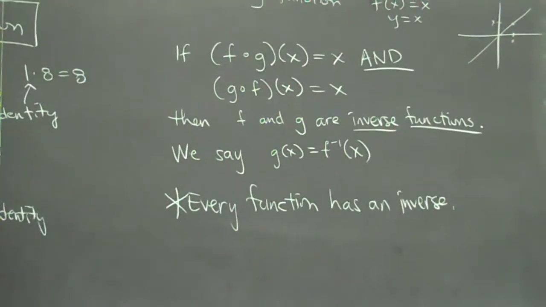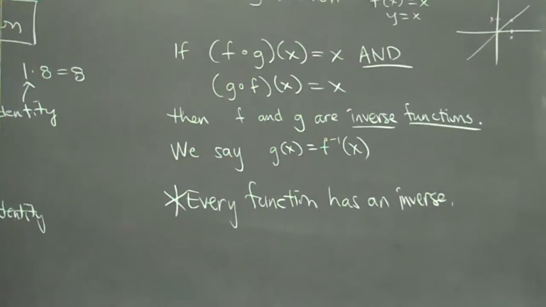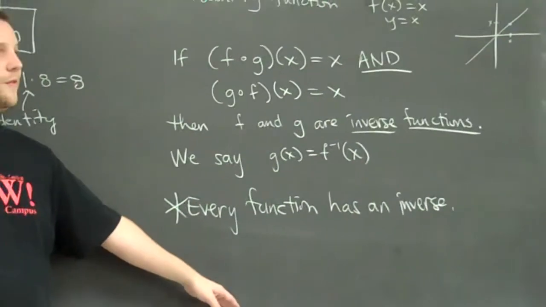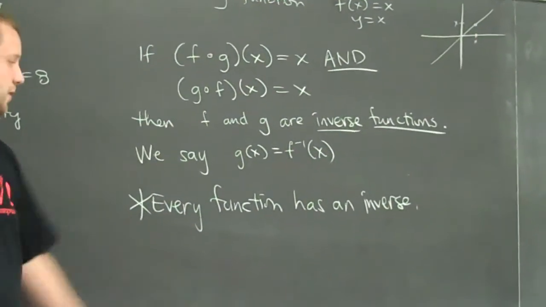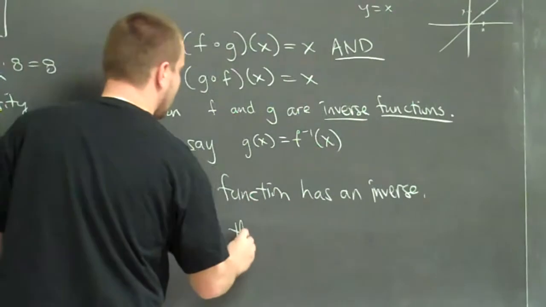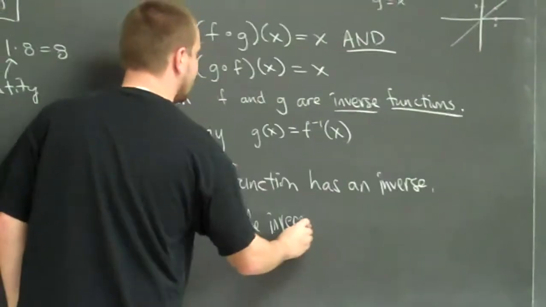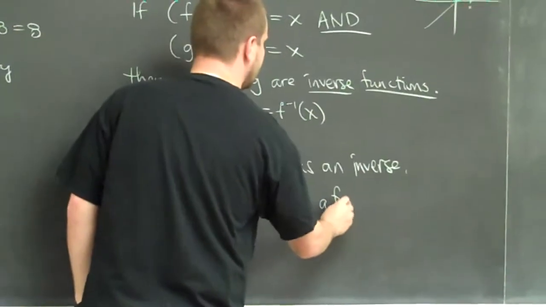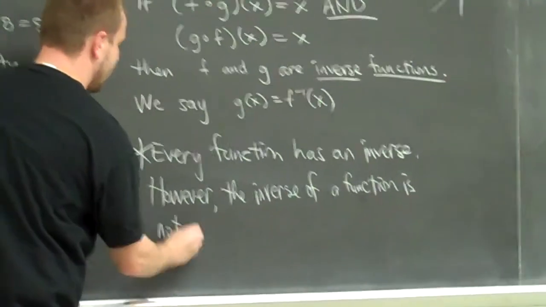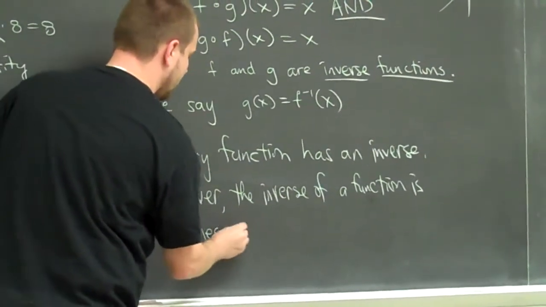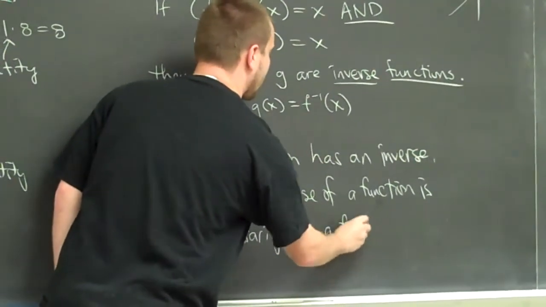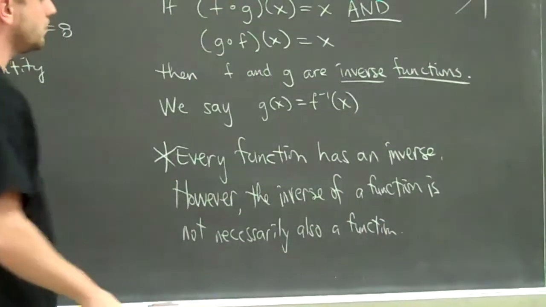Okay? The problem, and this is what your textbook was trying to avoid, the problem is the inverse of some function is not necessarily also a function. And we're going to see examples of this. Okay? However, the inverse of a function is not necessarily also a function. Okay?